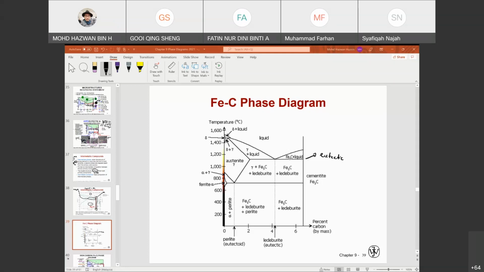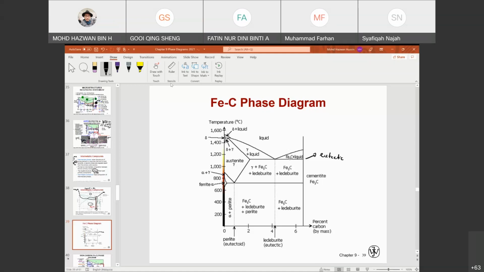Eutectic contains two solid phases at low temperature. Okay. So what about the reaction? How can you define eutectic in terms of the reaction? How do we prove that when we say eutectic, it actually means what?